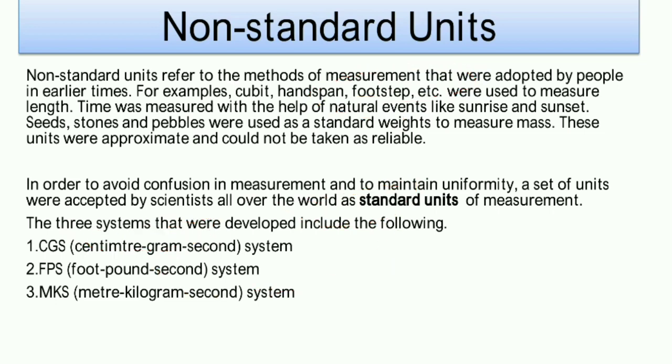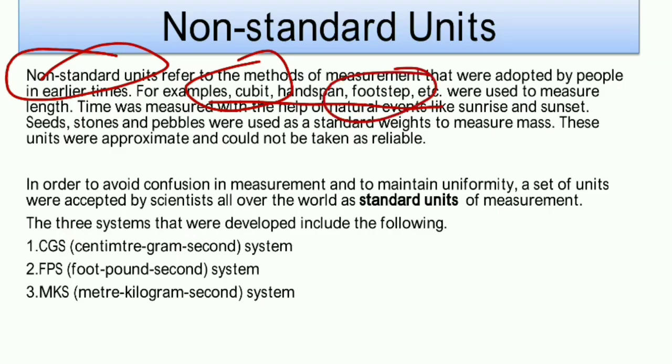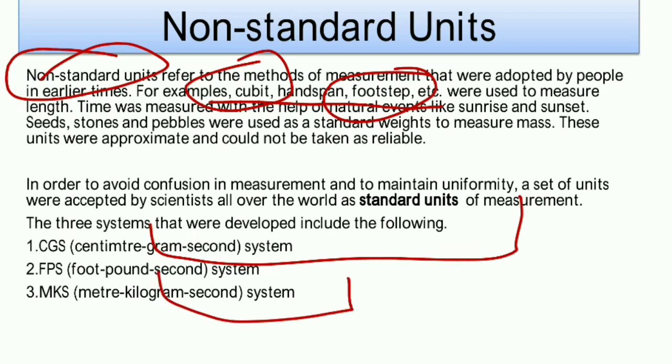So these were used to measure distance, length, etc. But these are known as non-standard. Why? Because they differ from person to person. Somebody's cubit is longer than another one's, because everybody does not have the same size of organs. Somebody has a shorter hand, somebody has a longer hand. If somebody is taller, his or her footstep length will be greater; if the person is shorter, then the footstep will be shorter. So it is not standard, it is not fixed.